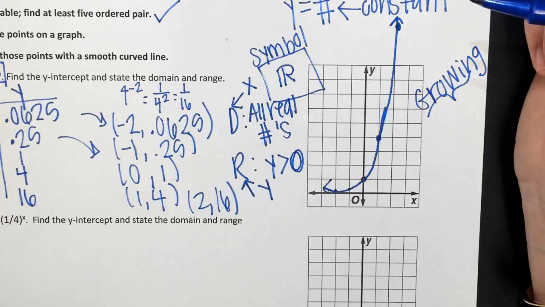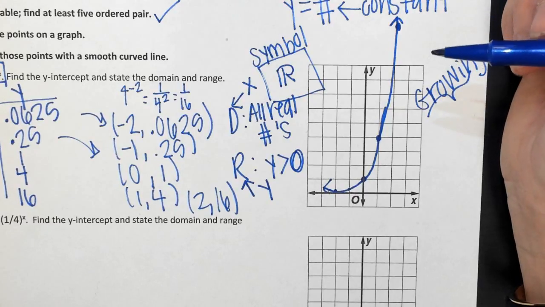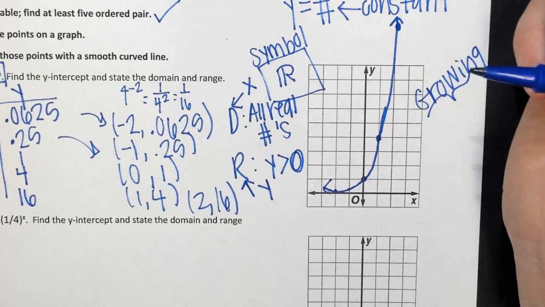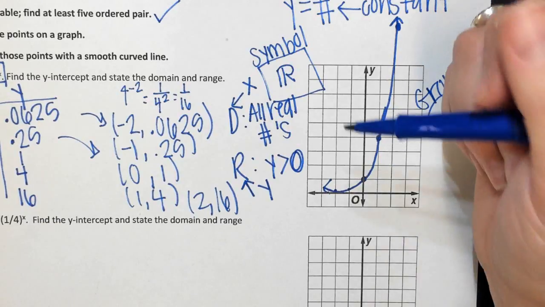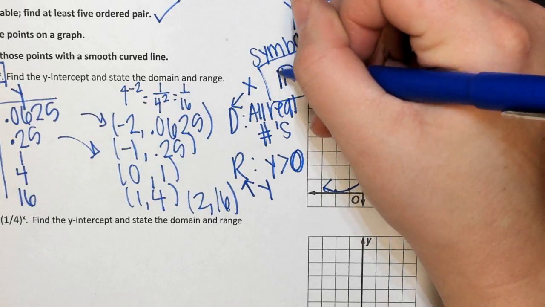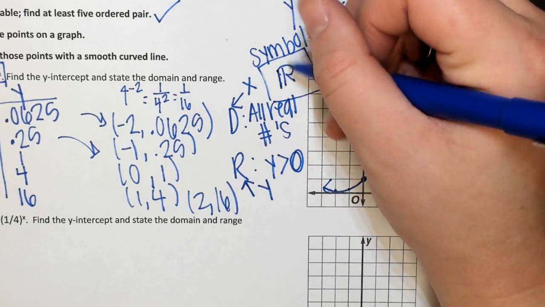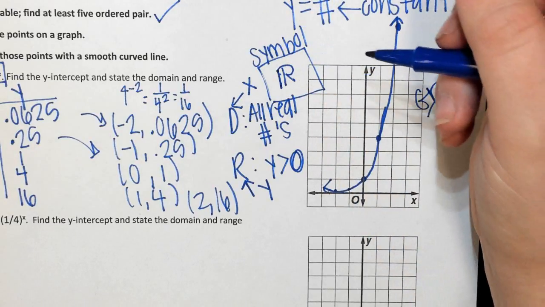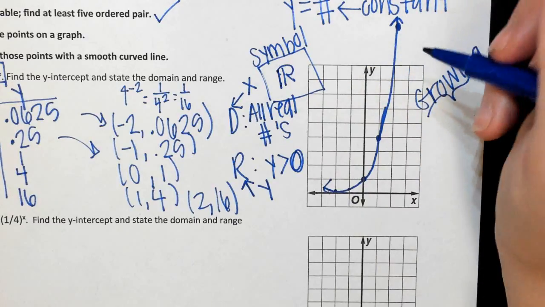What's that supposed to mean? It means all real numbers. So for us, this extra parallel line stands for all, and then your R stands for real numbers. What numbers are they? All of them. All real numbers.